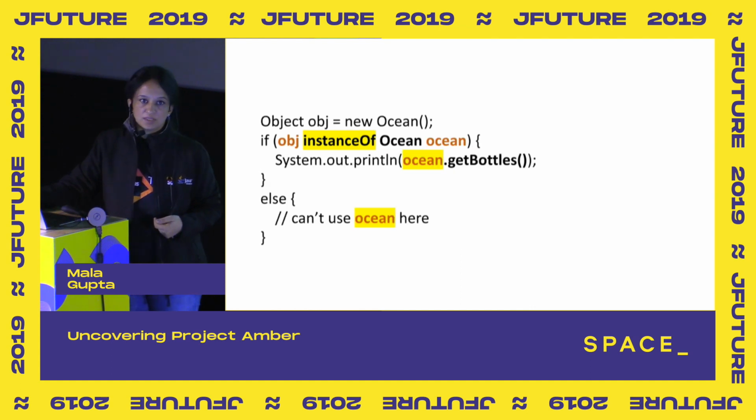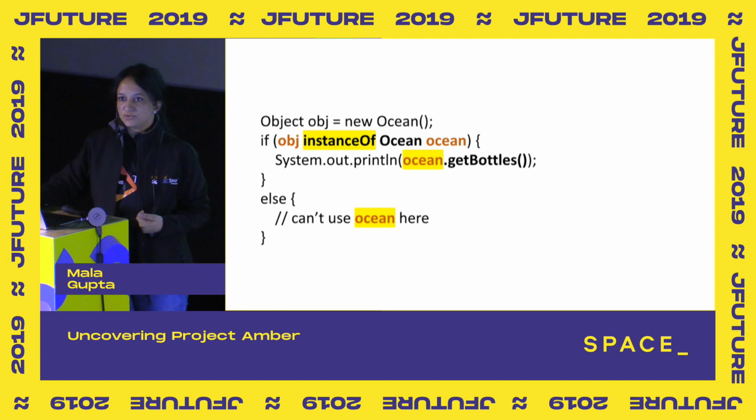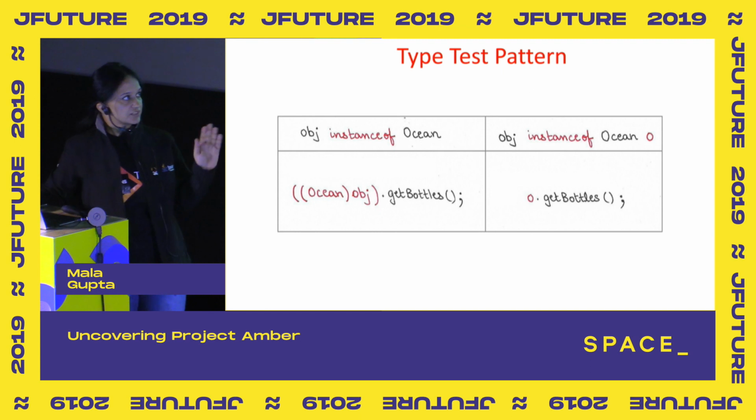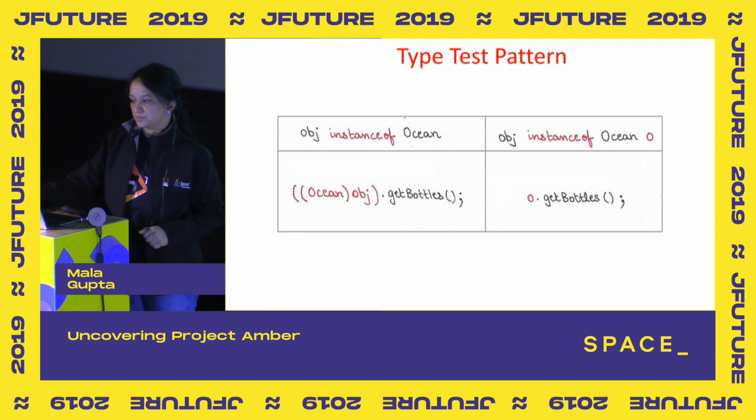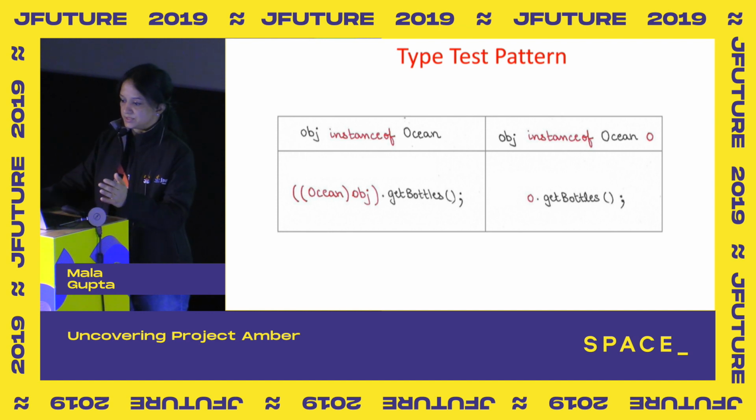And this is how, with pattern matching, you would be able to introduce a variable so that once the test passes, your instance would be attached to it, and then you wouldn't need the explicit type casting. Of course, if the test fails, then you would not be able to use the variable ocean. As you can see in the else block, that would not be accessible. It would only be accessible in the if part of this testing. So this is just a quick comparison on how it helps you as a programmer.